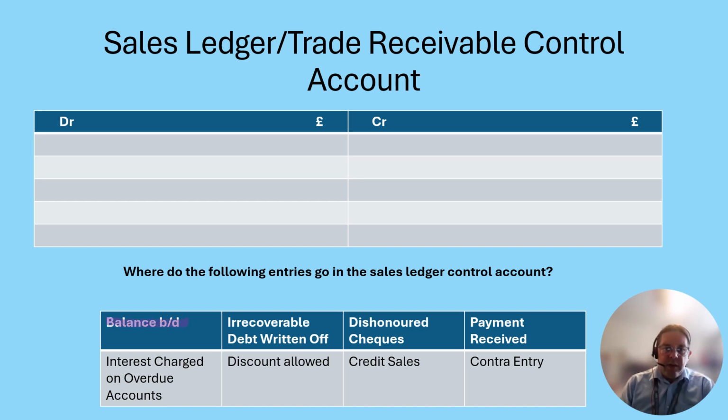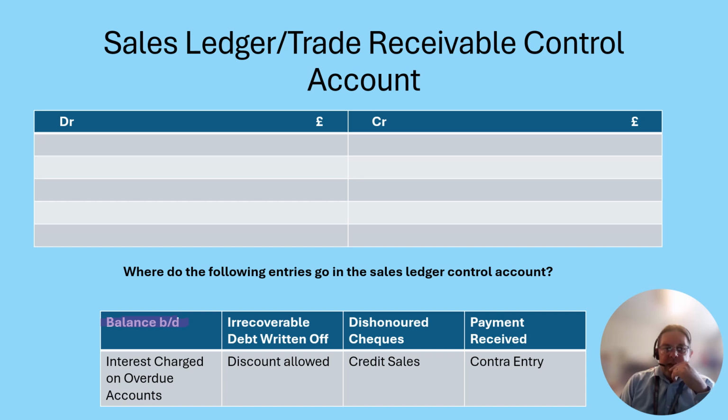So our first one is balance brought down. From a balance brought down, so the opening balance on the sales ledger control account, what we're going to ask ourselves is is it an asset or is it a liability? Well, trade receivable is an asset, it's a current asset, people owe us money, so that will be entered on the debit side. Irrecoverable debts written off.